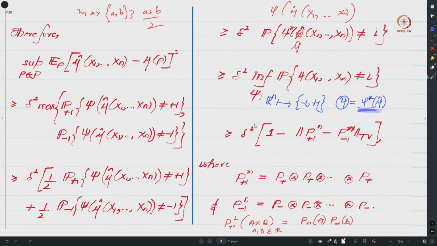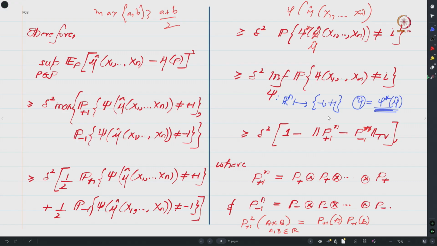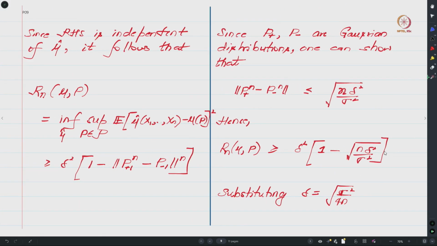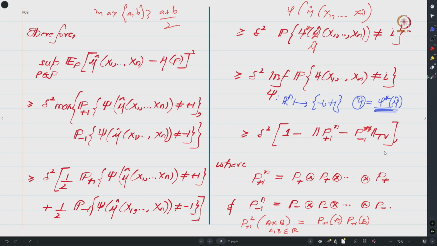And since this right hand side is now independent of your mu hat. So notice that we had a specific estimator here, and then once we made this jump from here to here, we sort of get rid of the estimator, and we say that whatever be your estimator, this hypothesis testing error is actually lower bounded by this quantity, and from information theory one can show that this quantity is lower bounded by delta square times the n-fold total variation distance between the n-fold P plus 1 and n-fold P minus 1 distributions, right.